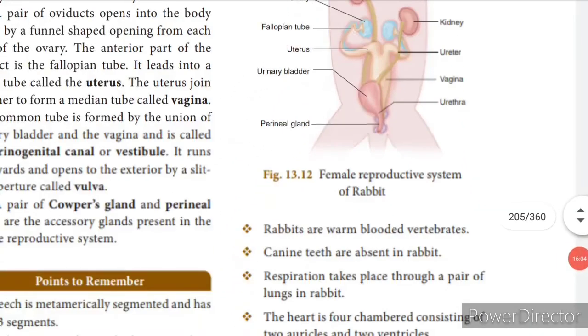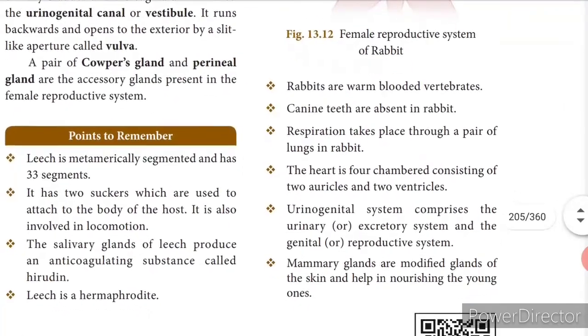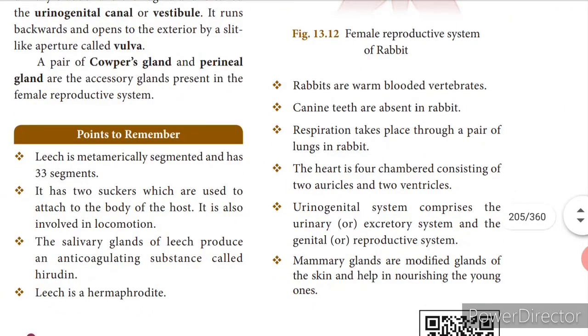With this we come to the end of the lesson, children. In this lesson we saw the external morphology of the rabbit. Next we saw the various systems like the digestive system, circulatory system, excretory system, reproductive system and the respiratory system. Similarly we saw the circulatory system, nervous system, male reproductive system and female reproductive system of rabbit, isn't it?